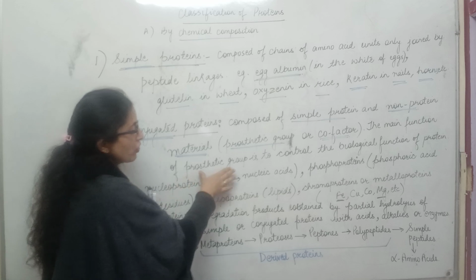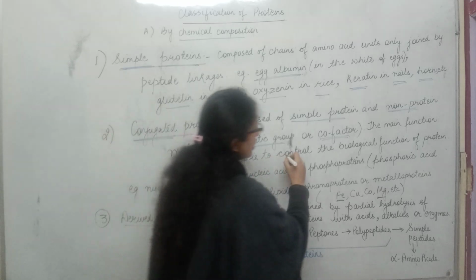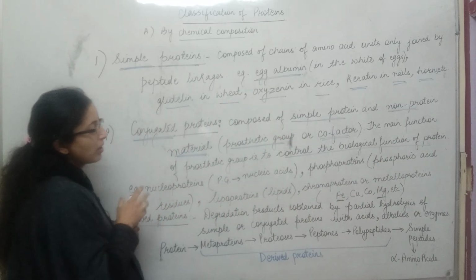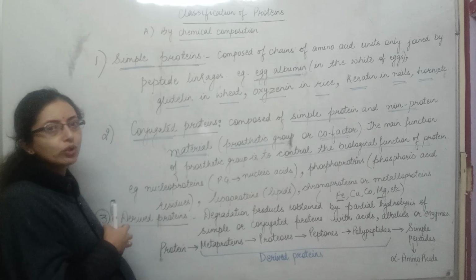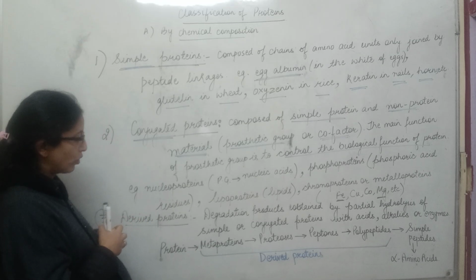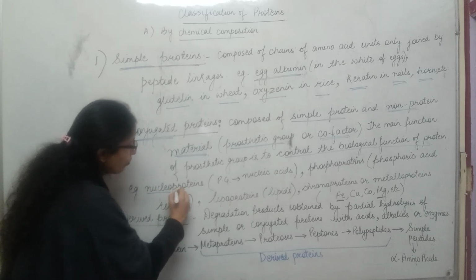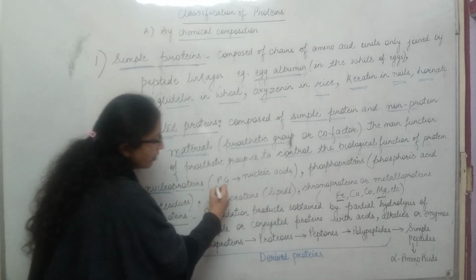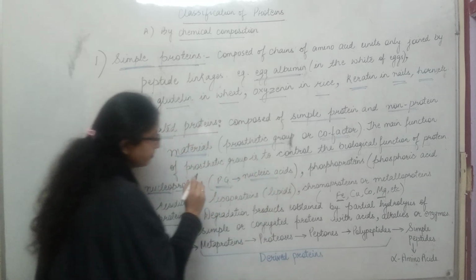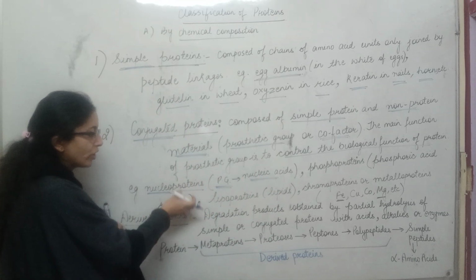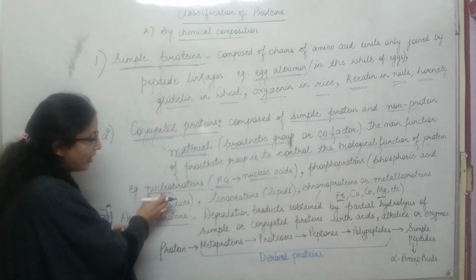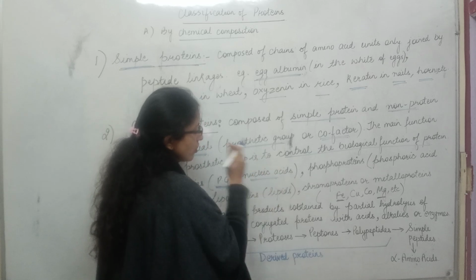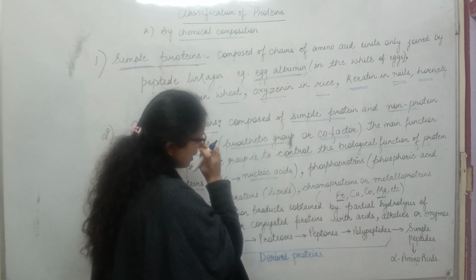Now, what is the main function of this prosthetic group? It is to control the biological function of protein. So this is the main use of prosthetic group, to control the biological function of protein. For example, we have nucleoproteins. So ये जो nucleo word है, this tells you the prosthetic group. So here the prosthetic group is nucleic acid. न्यूक्लियोप्रोटीन्स है तो प्रोटीन के साथ न्यूक्लिक एसिड साथ में है तो न्यूक्लियोप्रोटीन्स. ठीक है. So prosthetic group is nucleic acid which is present in the nucleus of the cell.